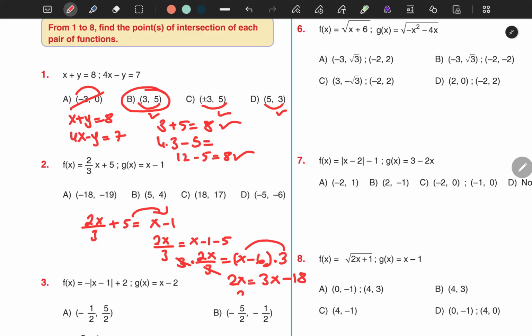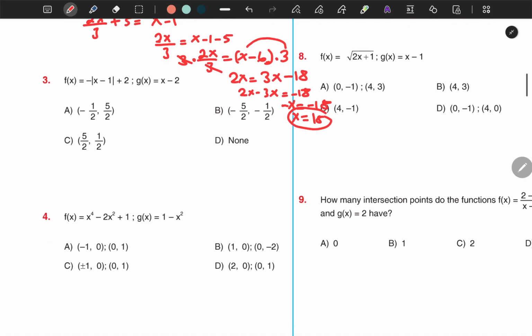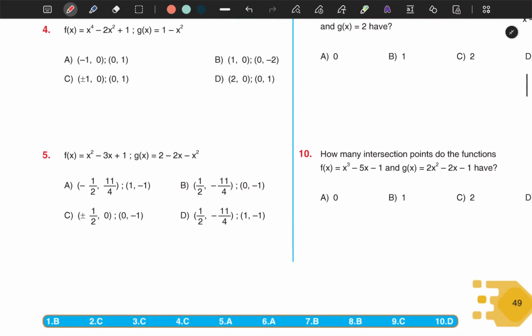Can I move it to the other side? 2x minus 3x equal to negative 18. Here it will be negative x equal to negative 18. Can I say x equal to what? Positive 18, isn't it? So look at the options. x is positive 18, so C is the correct option. No need to even find y. Okay, let me scroll down.